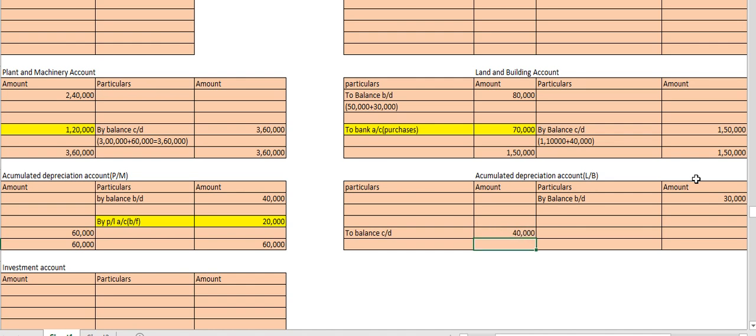So here also the balancing figure will be transferred to your profit and loss account, by profit or loss account, which is nothing but your profit and loss adjustment account. It is basically shown as the depreciation for the asset for the current year. Depreciation for the current year.